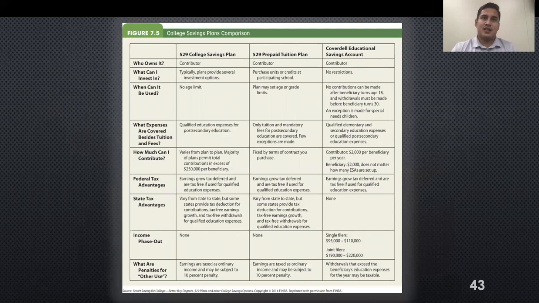Here's a slide comparing the three savings plans I just mentioned side by side for when you're studying for Dr. Taistu's exam.